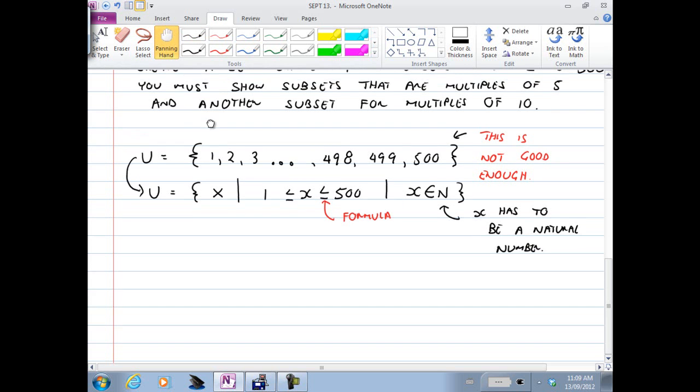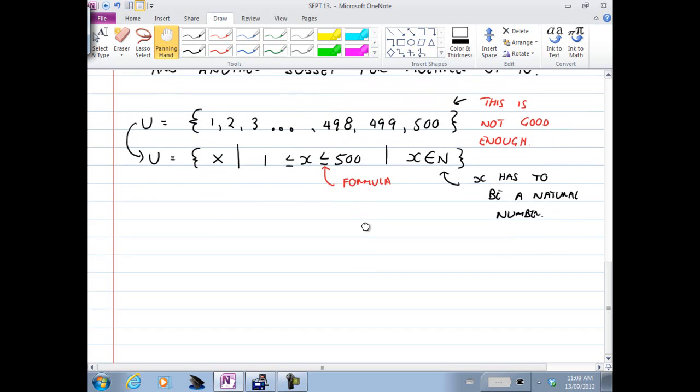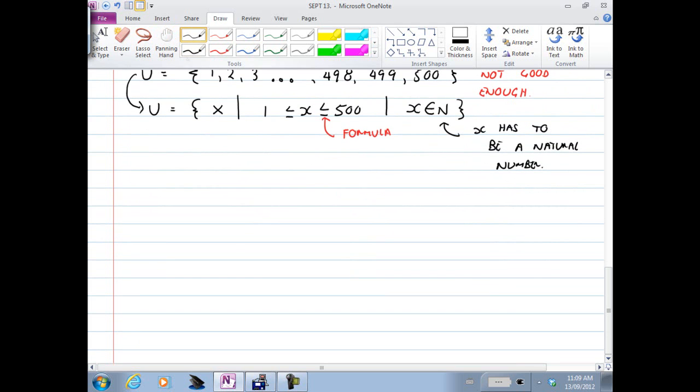Now, part B of this question. There are two subsets. One subset has multiples of 5. So I'm going to show you. Start off again. Choose a letter you want for multiples of 5. We'll call this F, which stands for 5. F equals, give me a number that's a multiple of 5.